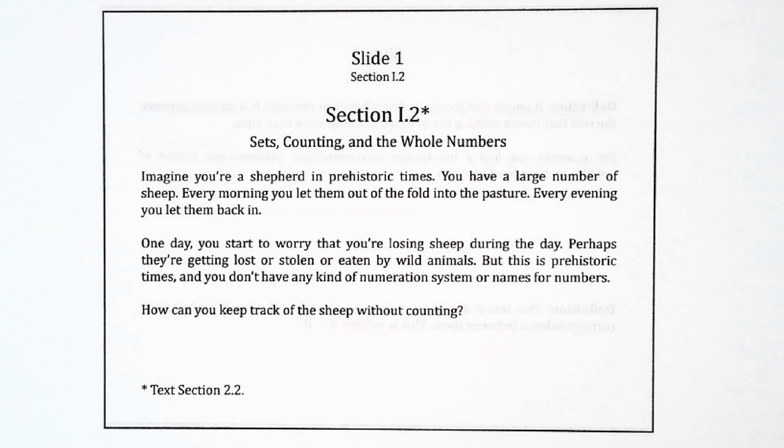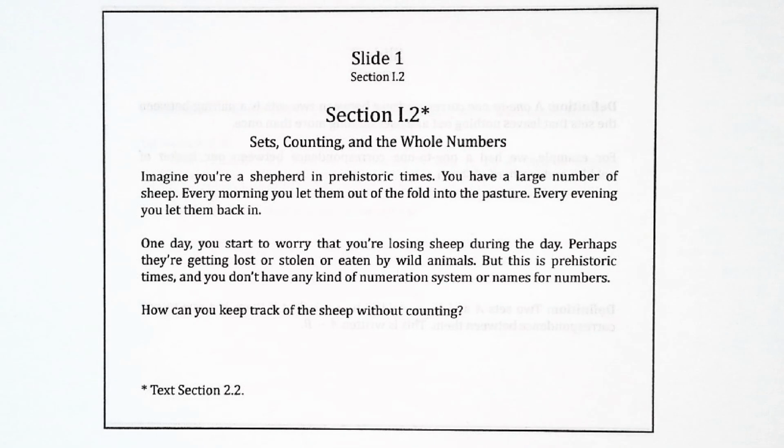Every morning you let them out of the fold into the pasture, and then every evening you let them back in. One day you start to worry that you're losing sheep during the day. Maybe they're getting lost or stolen by someone, or maybe wild animals are eating them. So this is prehistoric times, and no one has invented a system for counting yet. In our culture, we use the base 10 numeration system, which was invented in India maybe 1,000 or 2,000 years ago. But they didn't have anything like that back in prehistoric times.